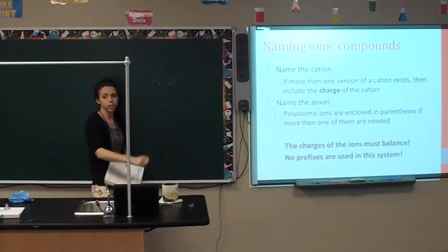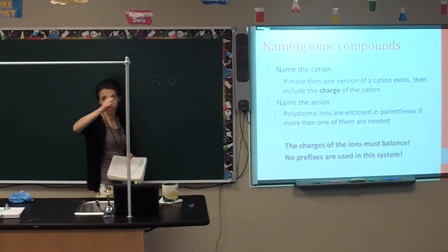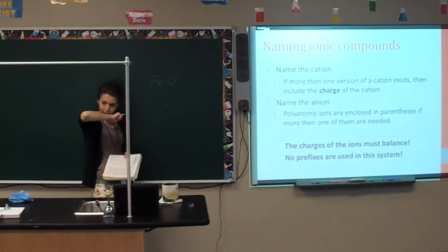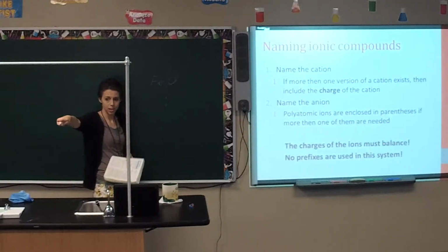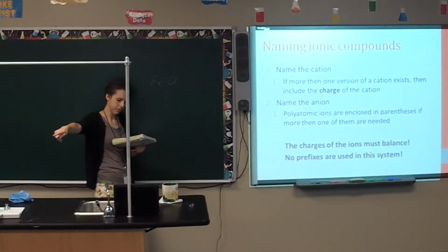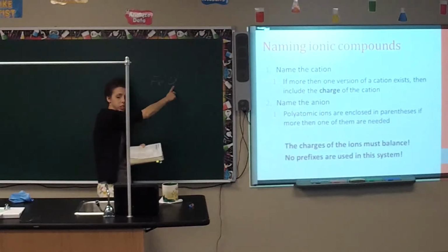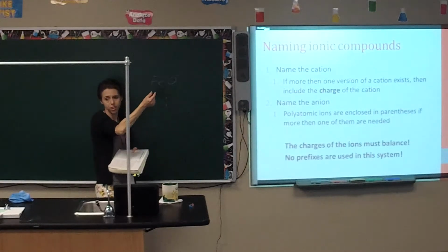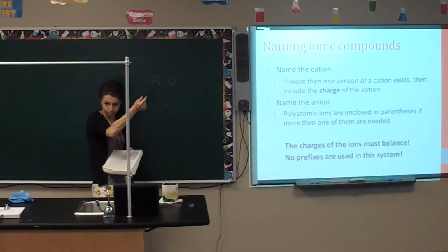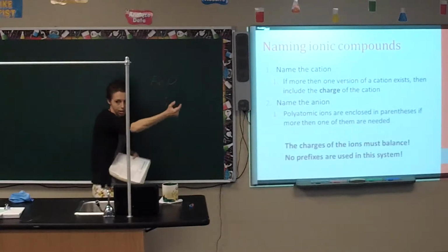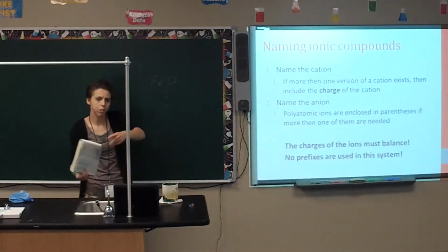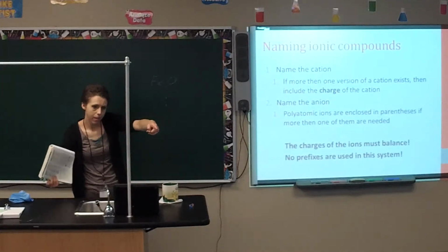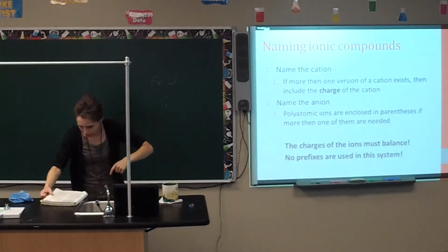So how many electrons has iron given up then, Chris? 2. So is there more than one version of iron, or does it always give up 2? More than one. Alright, so how would you say this? Iron 2. Iron 2, and then what's the oxygen? Change the ending. Oxide. So iron 2 oxide. You got a question, Ethan? You're done. So if you got the answer, good.